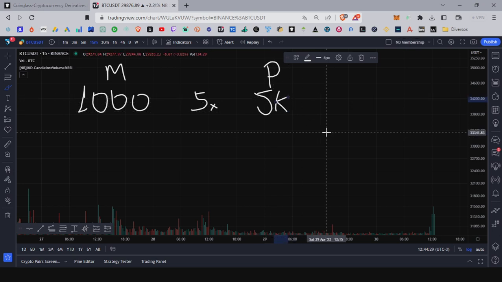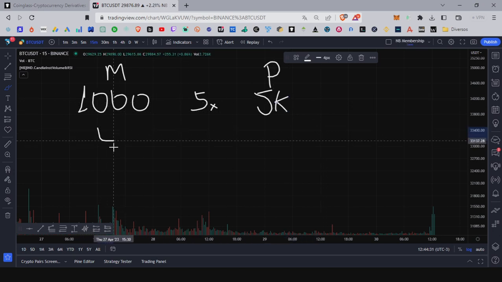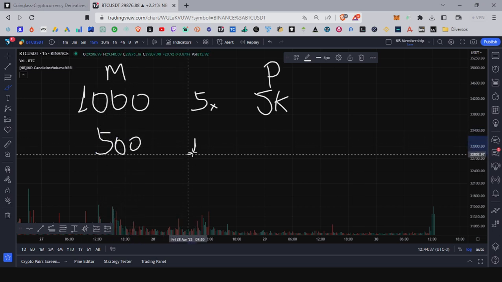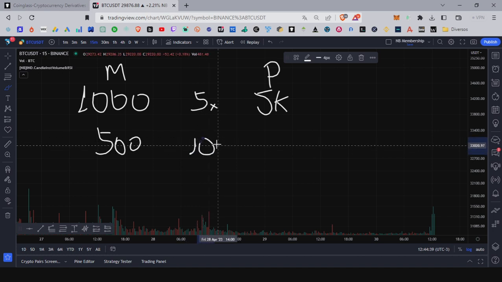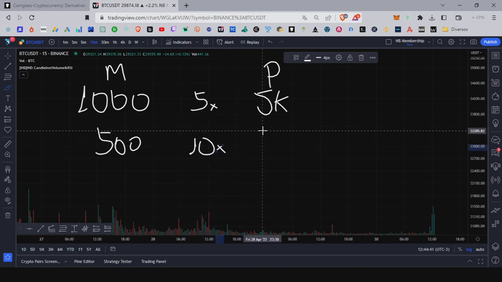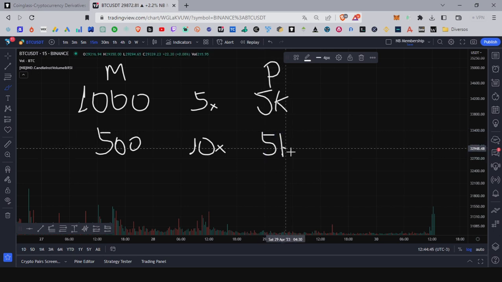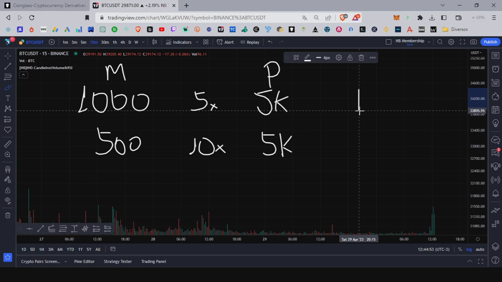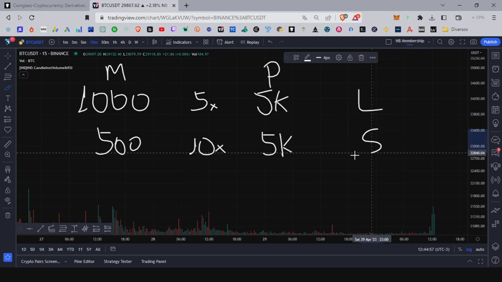There is a second trader who is going to open a position with $500, as an example. But this guy will leverage this position 10 times. So in the end, this guy will also have a $5K position size. And one more thing, let's pretend that this guy is going to open a long position, and this other guy will open a short position.